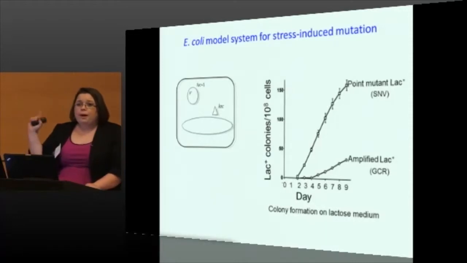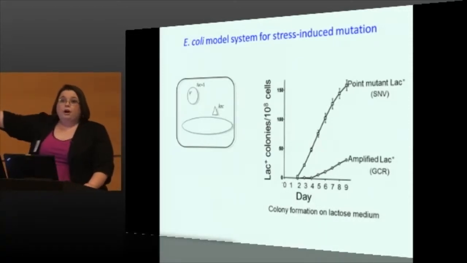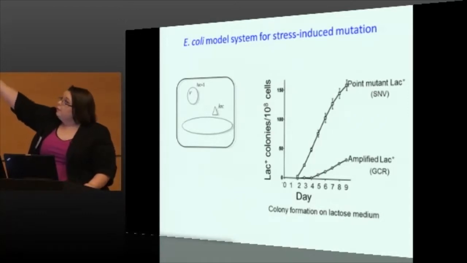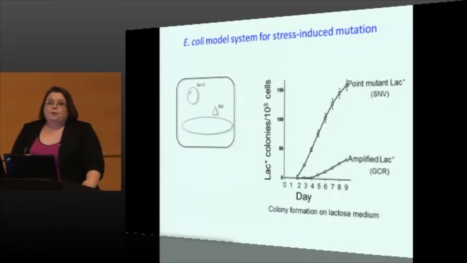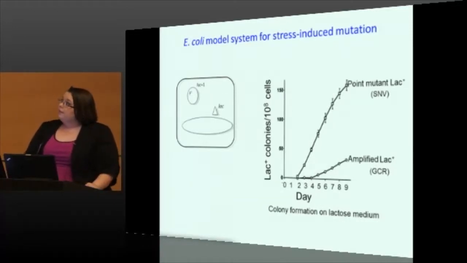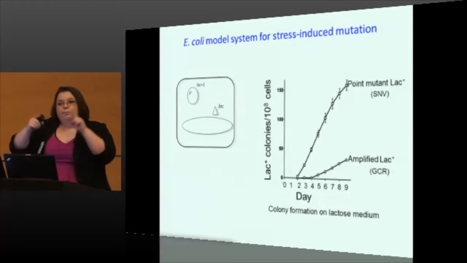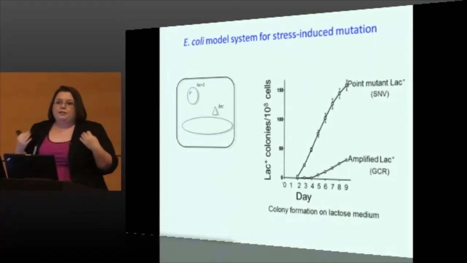Now the great thing about this system is it can detect both CNVs and GCRs. So SNVs, those single nucleotide variations, are going to be -1. They just lose a base pair. You reset, you get all of the lactose metabolism activity you need. A GCR, what the cell does is it actually takes this allele and amplifies it until you get 20 or more copies. You have just enough activity to survive.